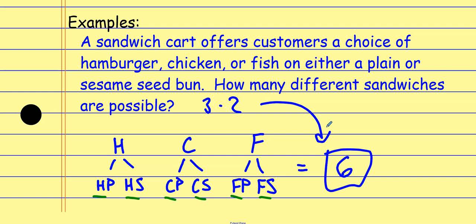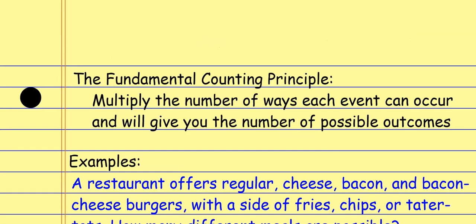That's the fundamental counting principle, which is the next thing we're going to look at. The fundamental counting principle says to multiply the number of ways each event can occur, and that will give you the total number of possibilities. So if the first event was choosing the protein and there were 3 options, and the second event was choosing the bun and there were 2 options, the total number of possibilities would be 3 times 2, which is 6. That's the example we just did. We just take the number of possibilities for each thing and multiply them out, and that gives us the total number of combinations.